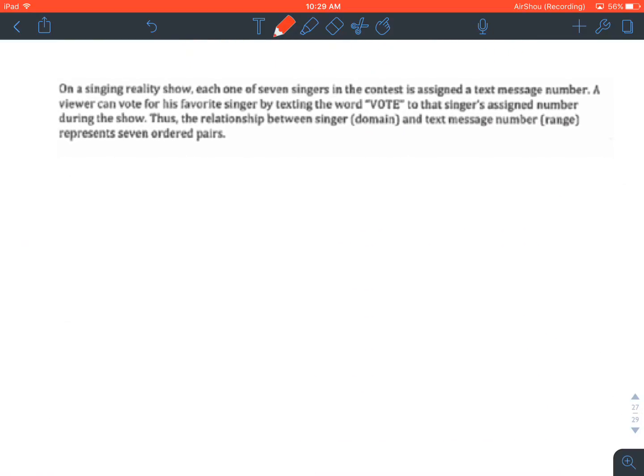On a singing reality show, one of the 7 singers in the contest is assigned a text message number. Yada yada yada. So what this means is each singer would be the domain and the range would be the phone number. Every singer has a name, everyone has a phone number, and those are the ordered pairs.